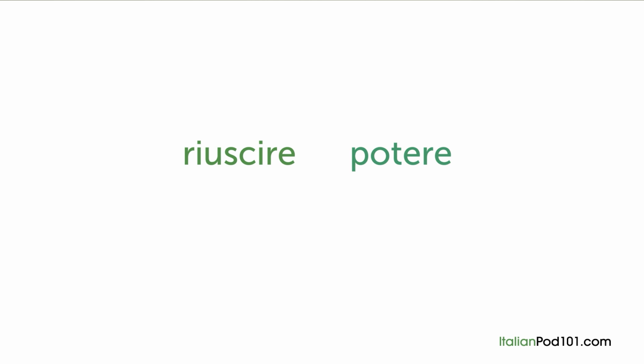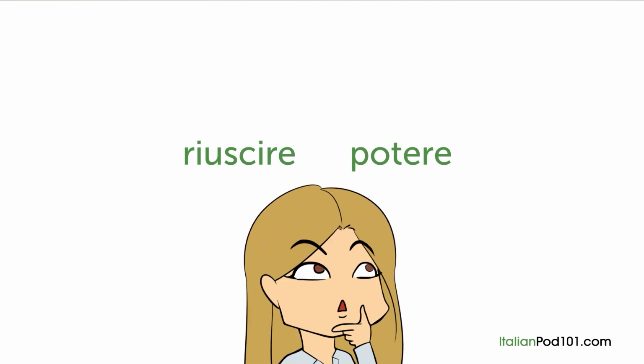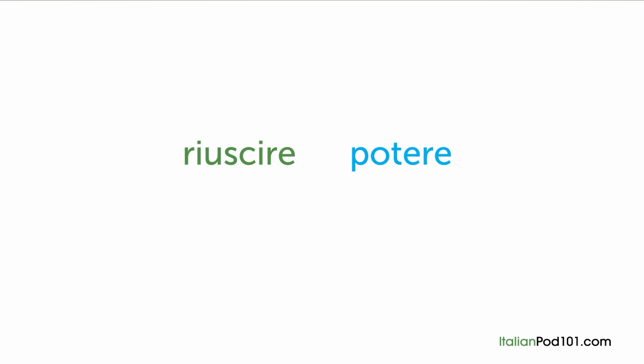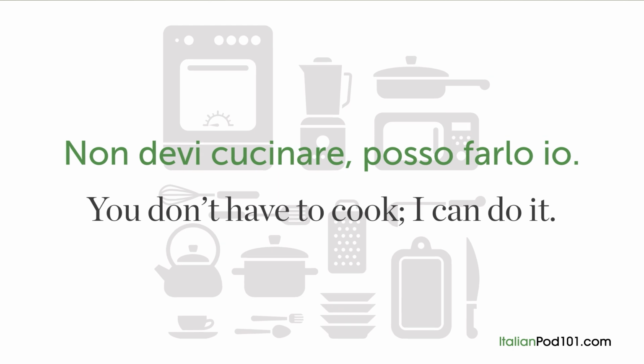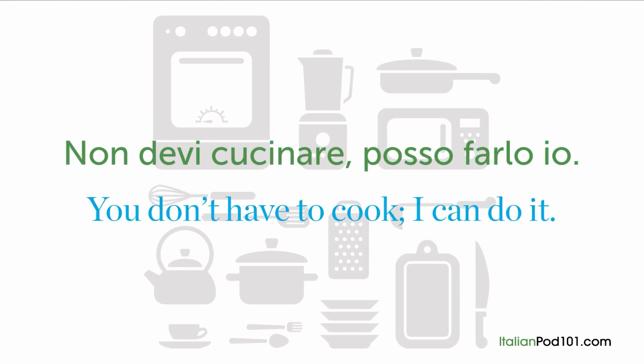Riuscire and potere are two verbs we use very often in Italian. Sometimes their meanings overlap, but other times they mean completely different things. Potere is translated as to be able to or can. It indicates the capacity and or possibility to do a determinate action. For example, non devi cucinare, posso farlo io. You don't have to cook, I can do it.